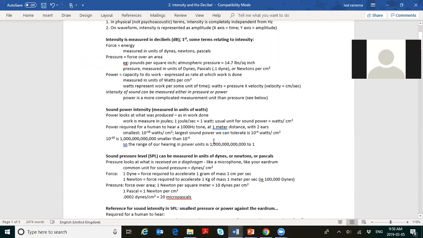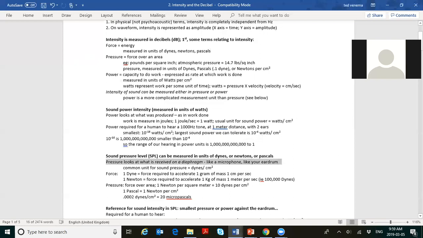It's like 1 with 12 zeros behind it, or in front of it. 6, 9, 12. When you read that number, you have 1,000, a million, a billion, and a trillion. So the range of our hearing is 1 trillion to 1. The softest sound power we can hear compared to the loudest sound power we can tolerate. The loudest sound power we can tolerate has 1 trillion times the power of the softest sound we can just barely hear. Okay? Now let's look at pressure.